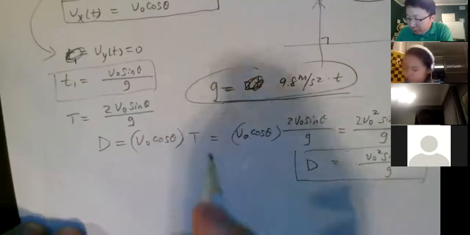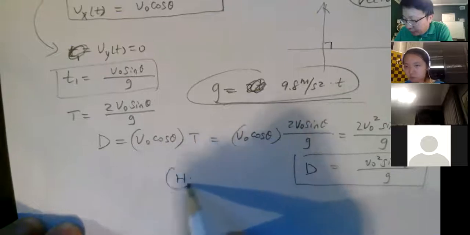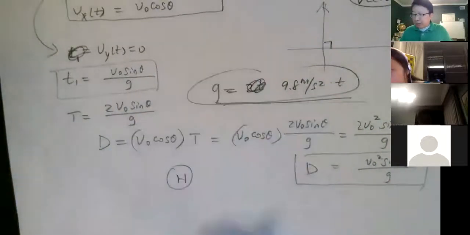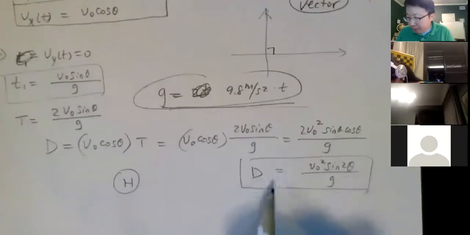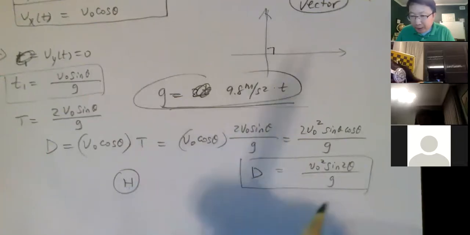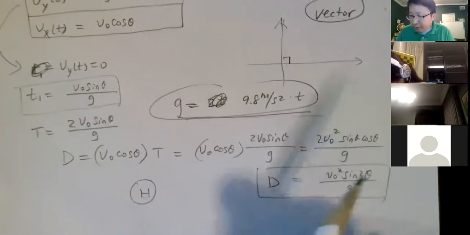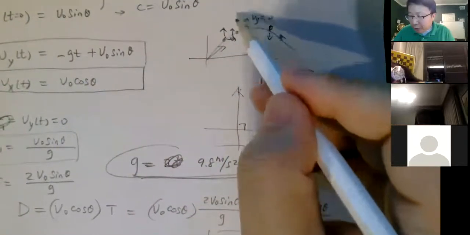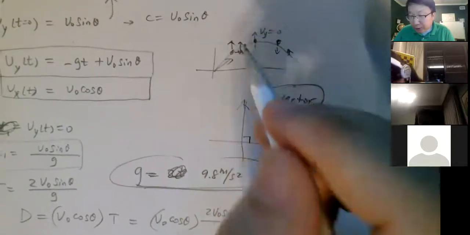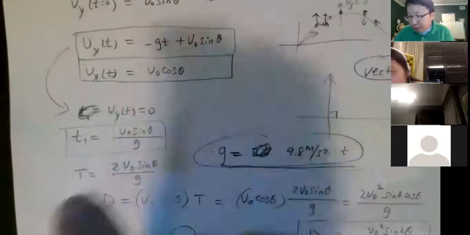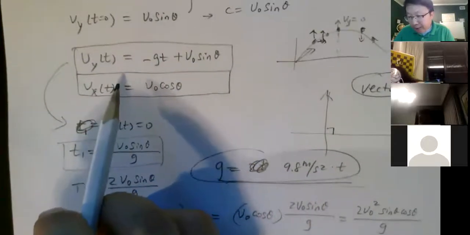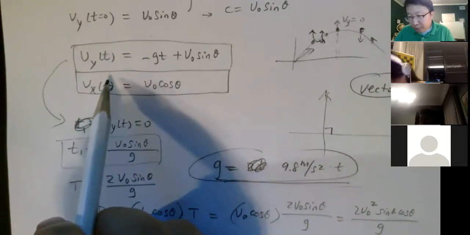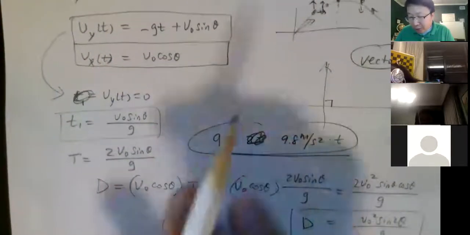So the only thing we still need to get is the height. Height, we need to do a little bit more in order to get. By the way, we already take care of G and T. The only thing we don't know is height. And of course, we need to know the position coordinate at any time. Right now, we know the velocity at any time, but we still don't know the location.